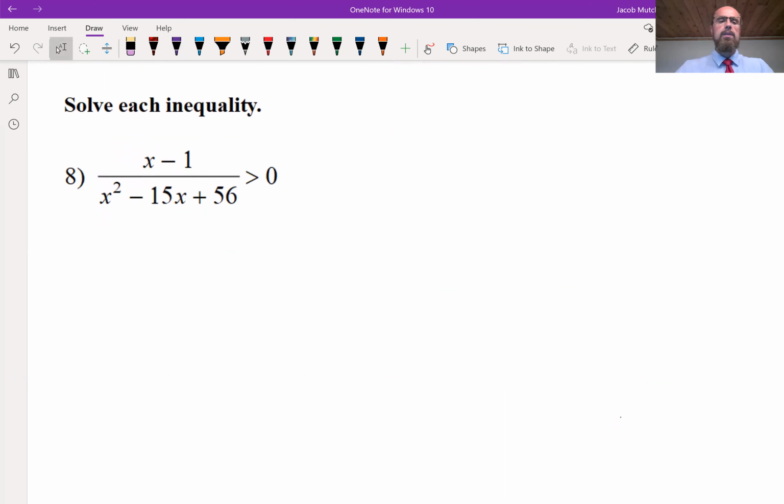So here I've got x minus 1 over x squared minus 15x plus 56. And I'm interested in where that rational function or rational expression is greater than 0. So I'm going to set out the same tasks. So remember, my first task is to find any x-intercepts.